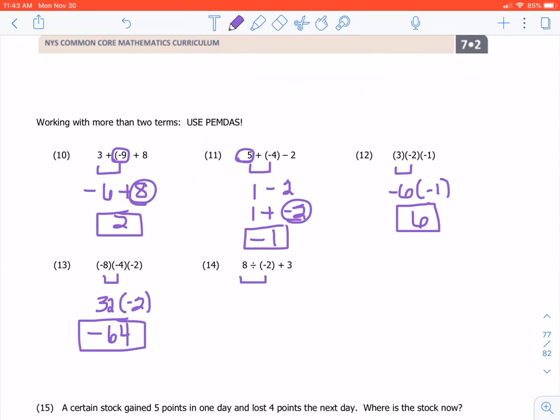Number 14, 8 divided by negative 2. Division comes before addition, so 8 divided by negative 2 is 4. Opposite signs means it's negative. Now bring down the plus 3. Opposite signs means we're going to subtract. 4 minus 3 is 1. 4 is bigger, 4 is negative.